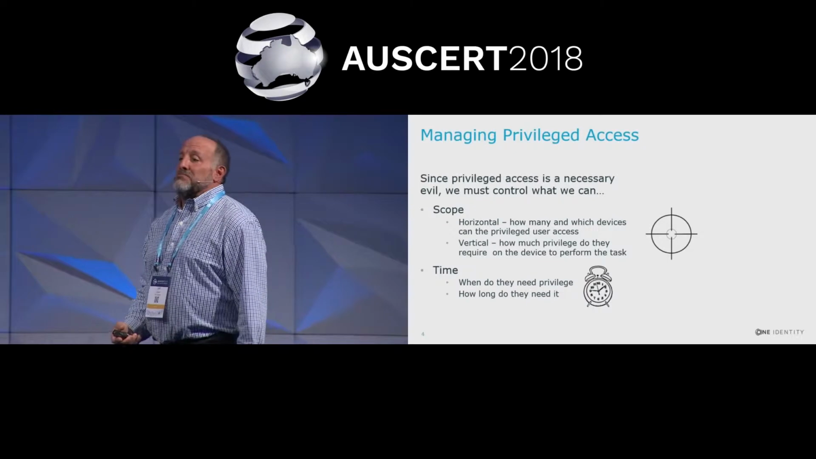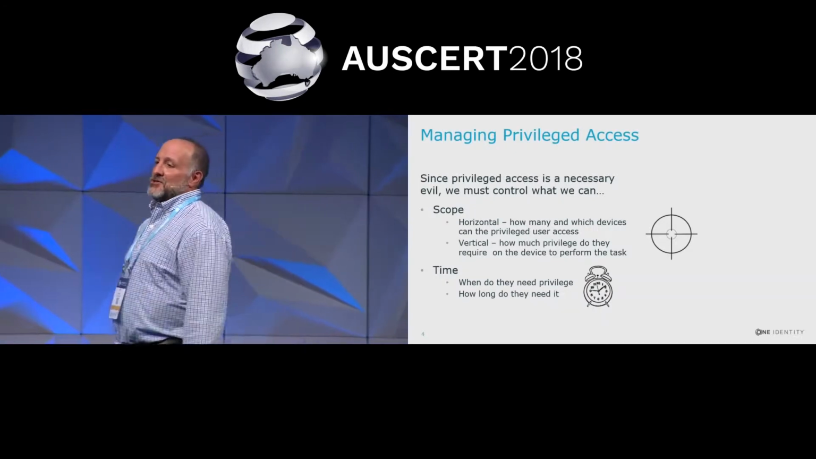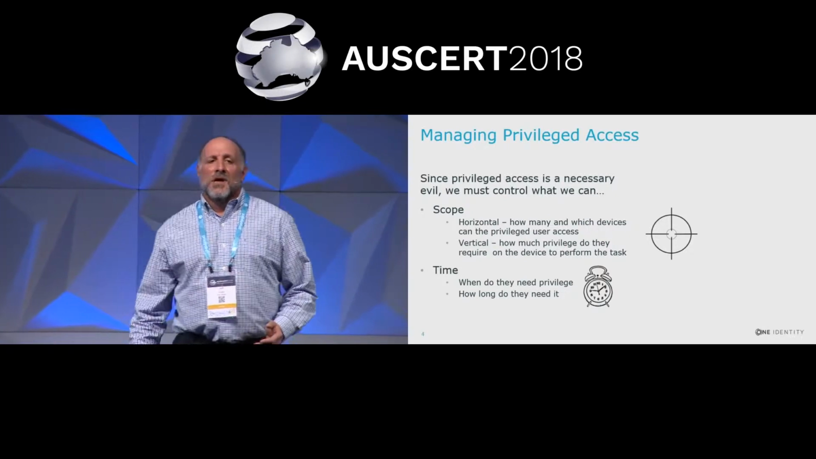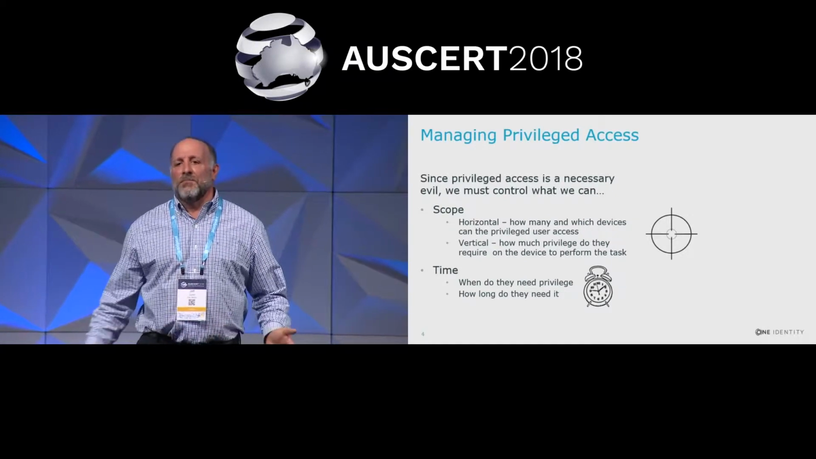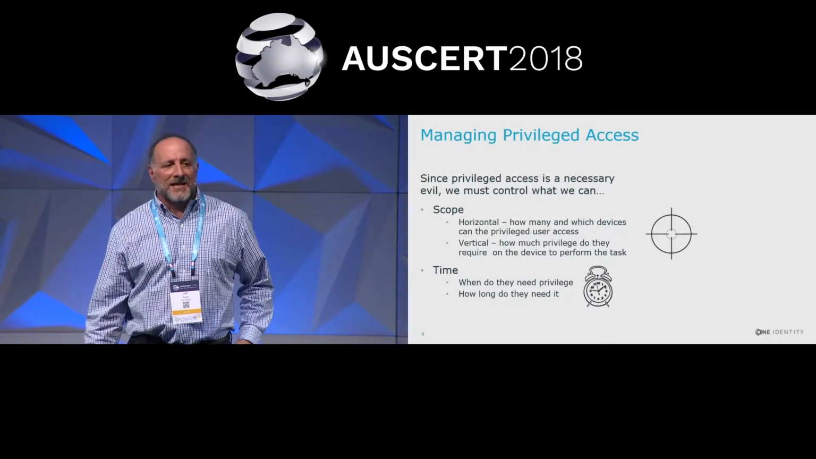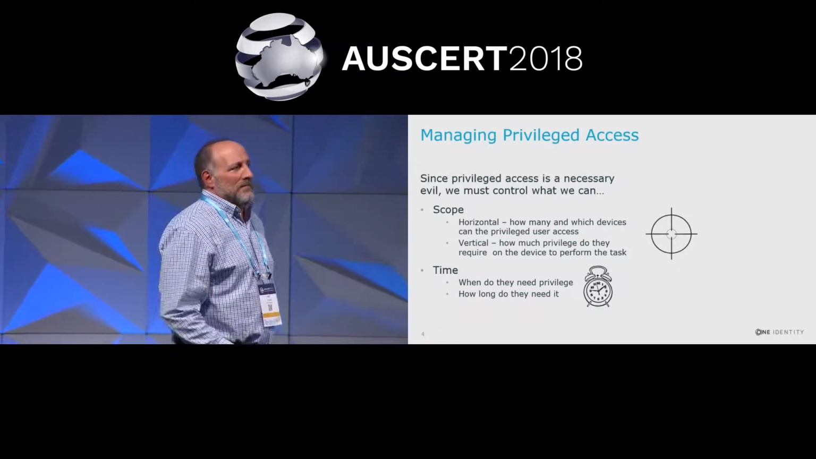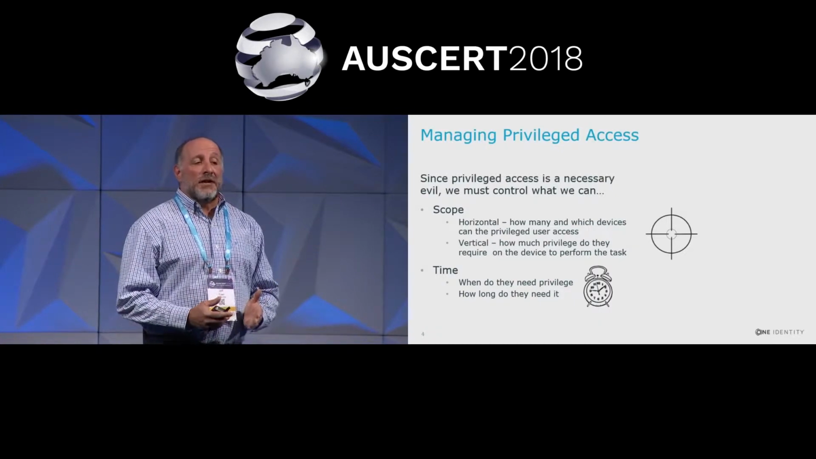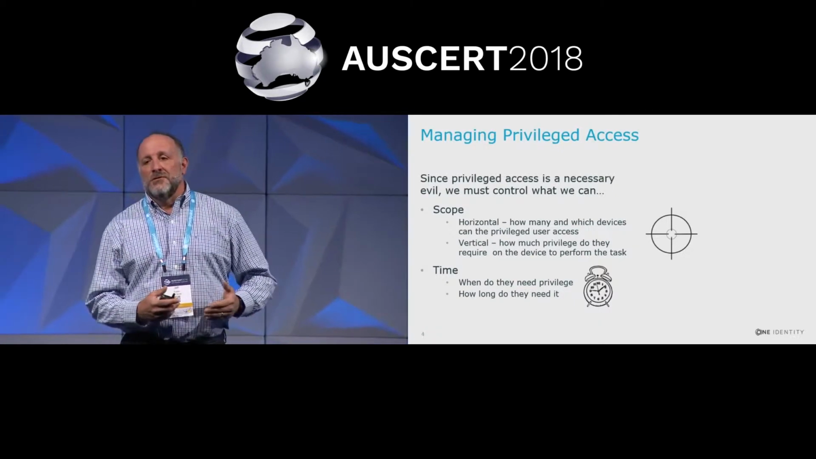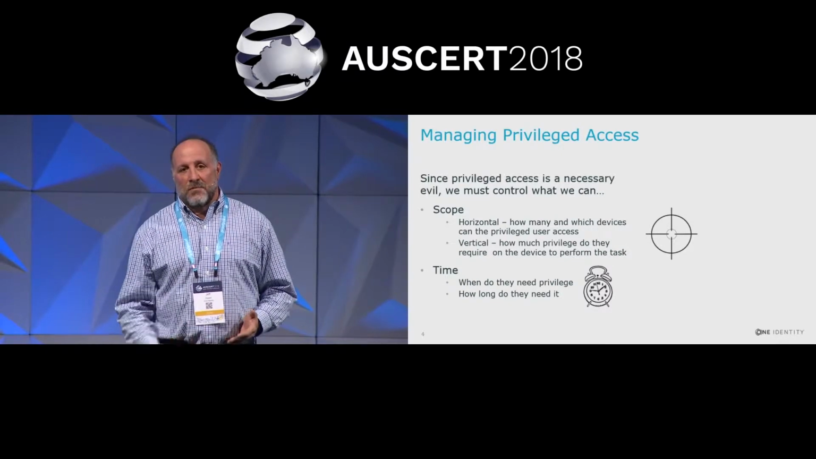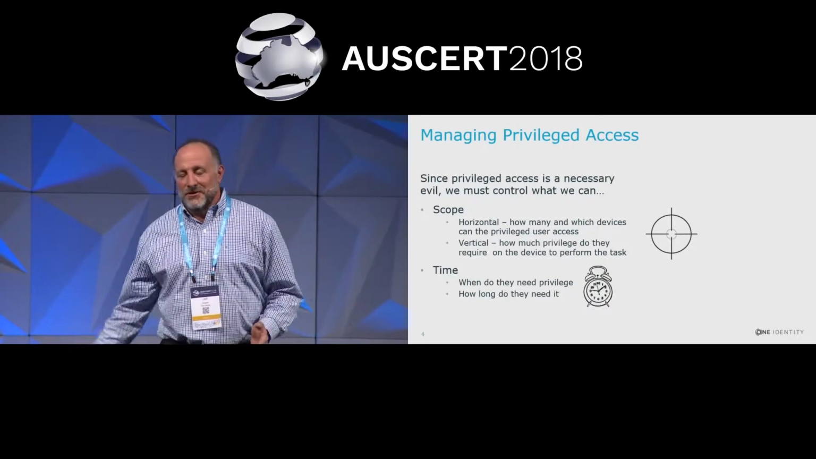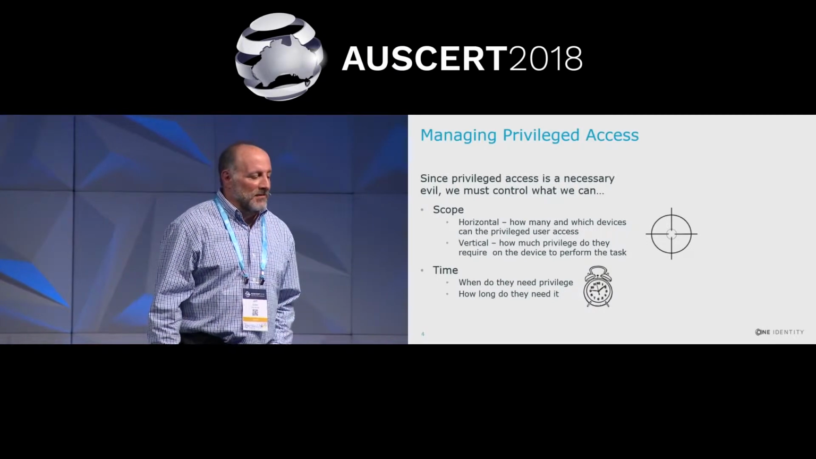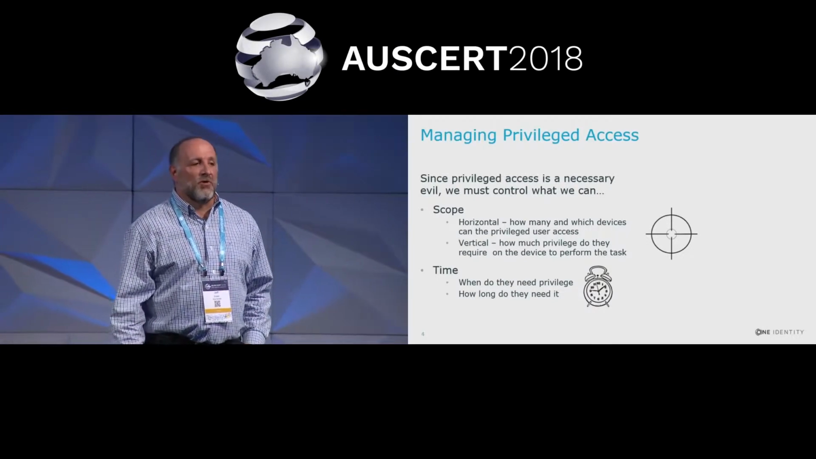So with managing privilege, there are really two things that we have control over. There's scope, and that's both horizontal and vertical. Horizontal scope is how many systems you have privileged access to. In the case of root on a Unix box, that's a very narrow scope, unless, of course, you use the same credentials, SSH keys, or passwords across every Unix server in your environment, and then you've increased the scope tremendously. The vertical scope is how much privilege you have.